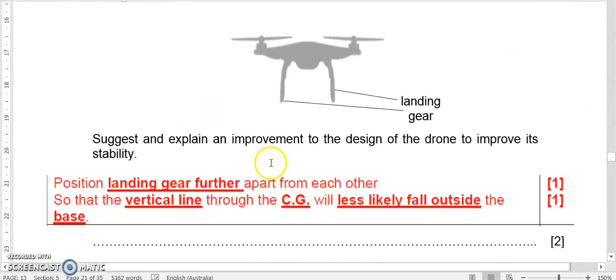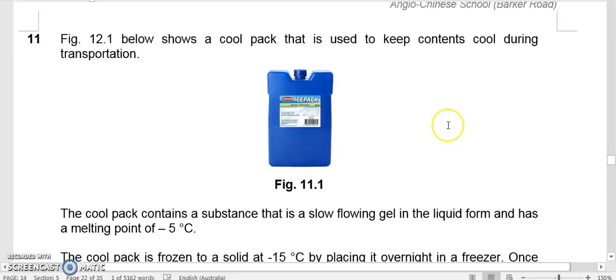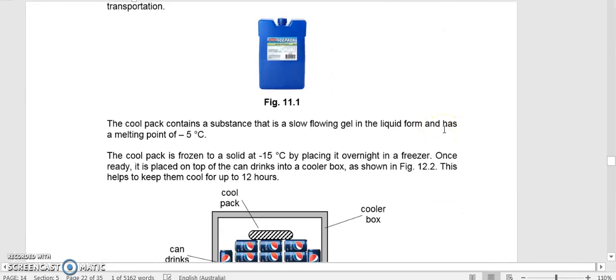All right. So suggest and explain an improvement of design to improve the stability. Most of you could get the first part right: either landing gear further apart, shorter, lower the center of gravity. No problem. But you didn't explain. Remember you went through this in class previously also. The explanation for all these is good, but the main thing is so that my vertical line through the center of gravity will not fall outside the base area so easily. Because once it falls outside the base area, it will topple. In other words, unstable.